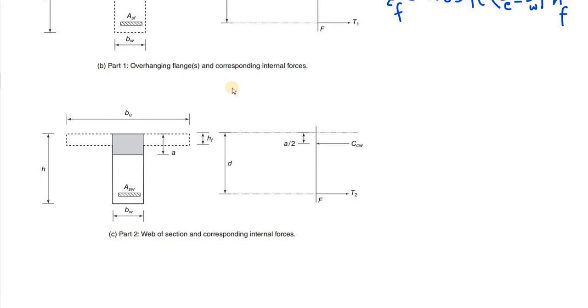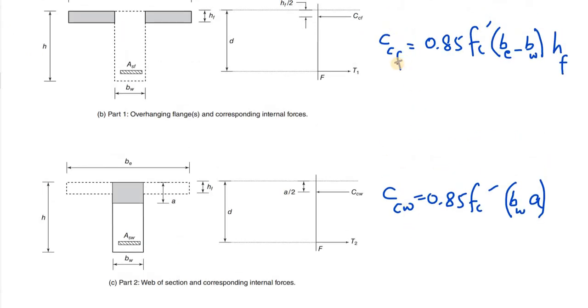Accordingly, we can calculate CCW in the usual manner. CCW is equal to, again, 0.85 FC prime is the stress acting over this area, and this time one dimension is A, or you can say beta 1 C, whatever you like, into BW. So BW, constant width, multiplied by A, or beta 1 C. This is the area on which it is acting. So we can calculate CCF and CCW.